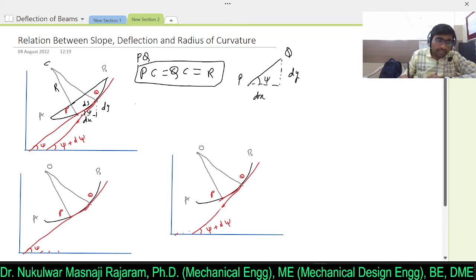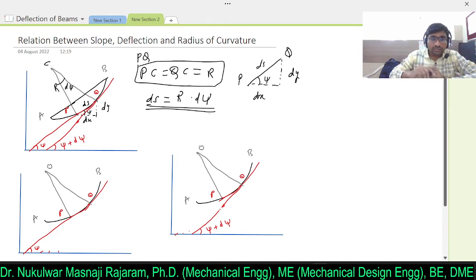Now from that I can say this PQ is nothing but ds. So if I write for ds, then I can say r into del psi. Clear? So r into del psi. Here if you observe, this is the radius of curvature, and this angle is del psi. Clear? So if you want to know the distance of the arc, we can say r into del psi. Now you might be thinking, sir, how did you evaluate this angle del psi?